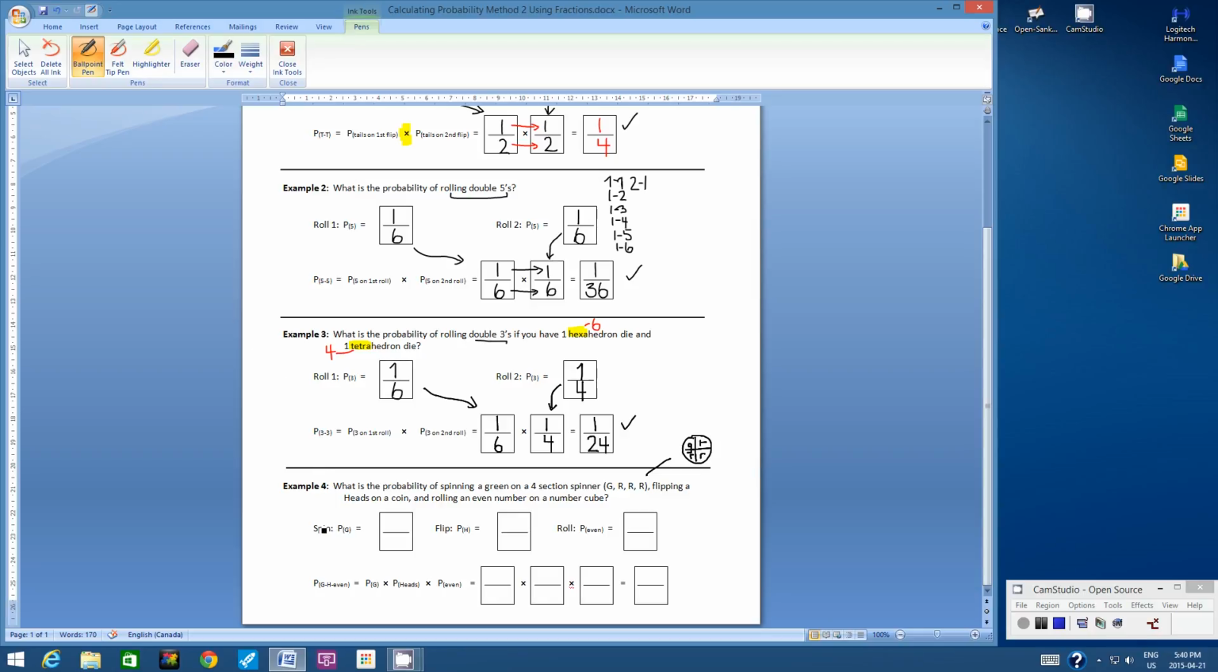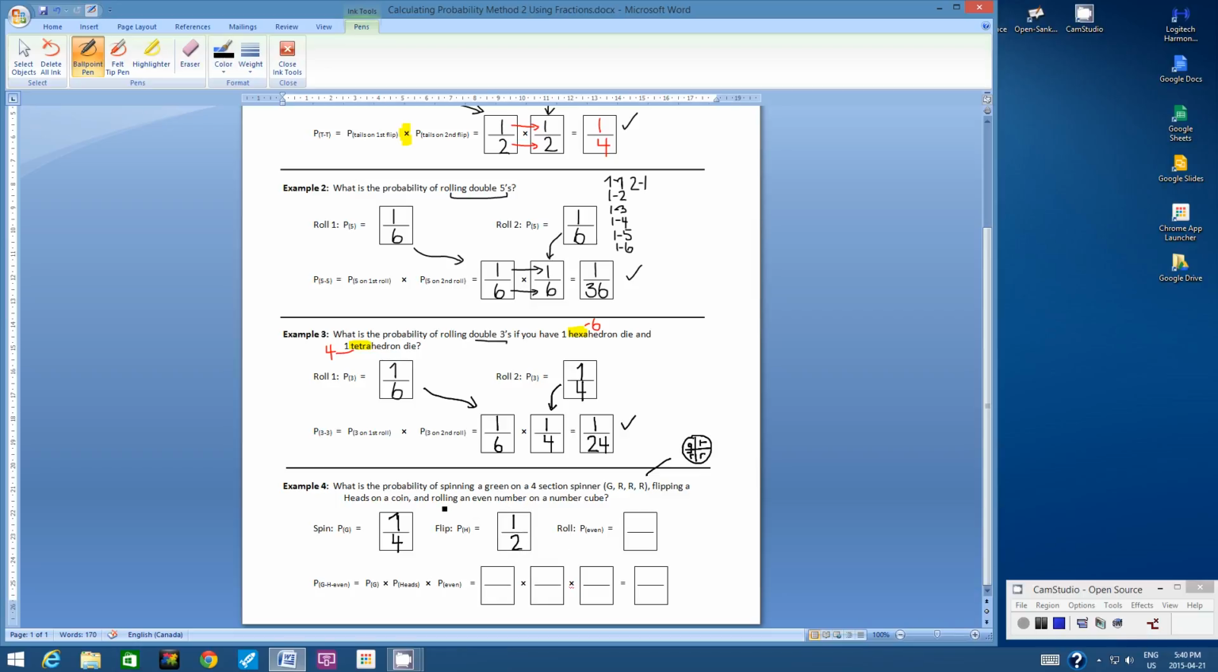All right, so if we spin the spinner, what is the probability of getting green? Well, remember, it's a 4-section spinner. So the denominator is 4. And how many of those sections is green? Well, if I look at my little diagram here, I can see that only one section is green. Okay? All right, now let's talk about the coin. This is easy, right? Whenever there's a coin involved, it's always going to be very simple. So what is the probability of getting a heads? Well, it's going to be 1/2.